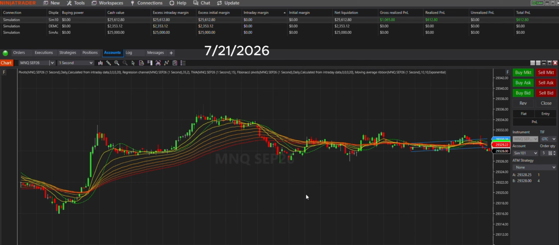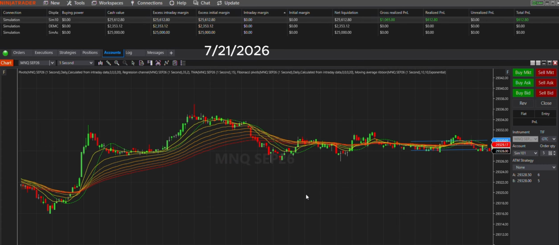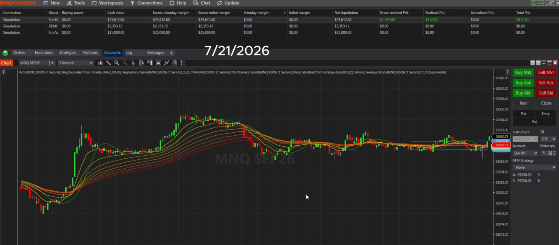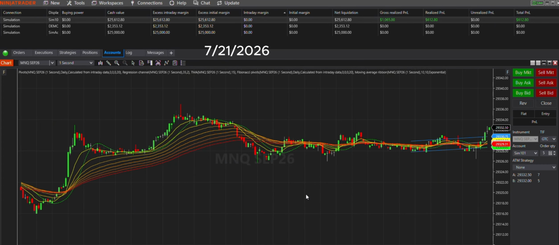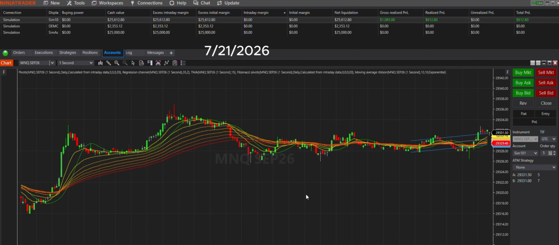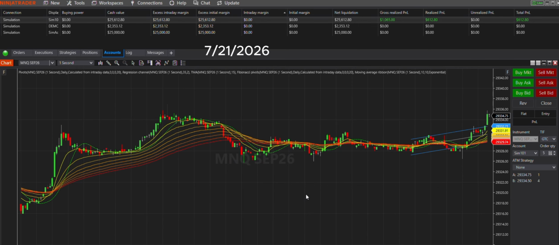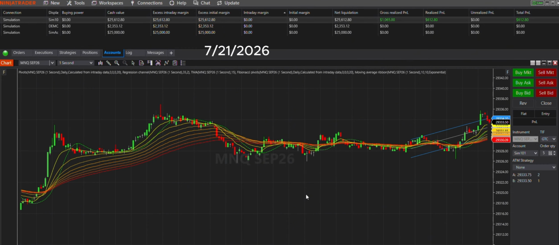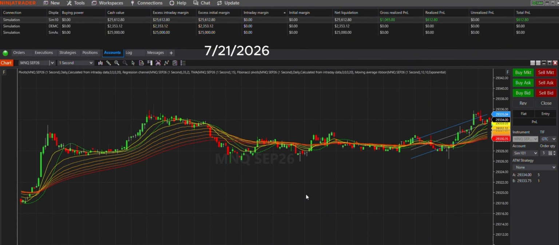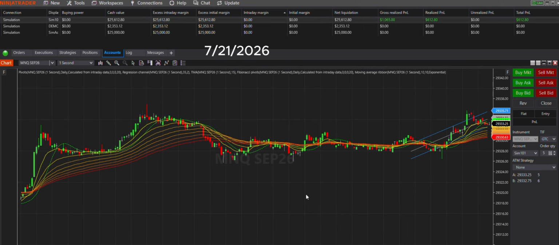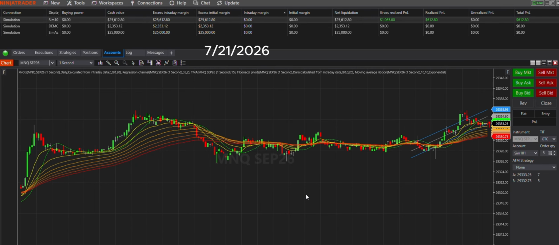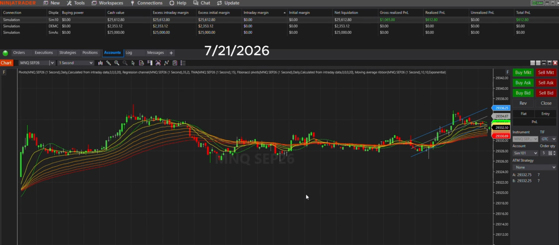This indicator is not mine. This indicator is from NinjaTrader. I like the tool. It's called Moving Average Ribbon. You guys might want to look into it. Feel free to go and test it out. If you test it out, feel free to elaborate with me. Maybe I'm not using it correctly, and maybe you would like to point out what I did wrong.